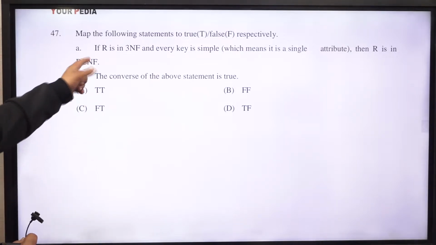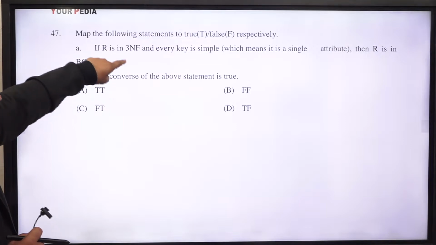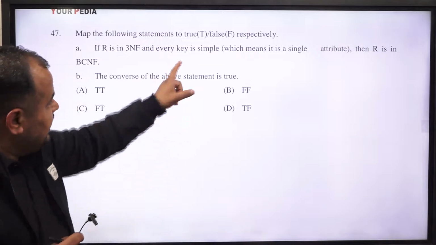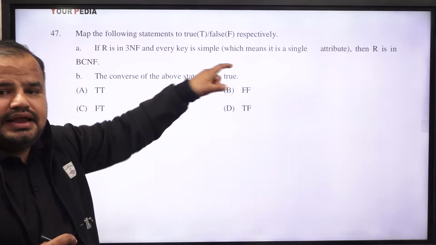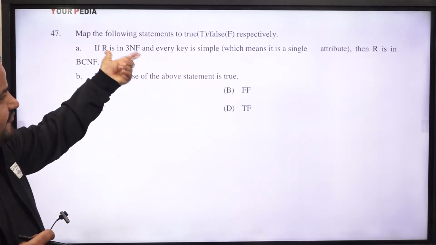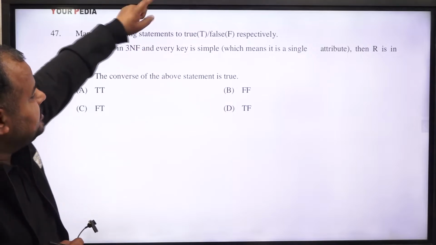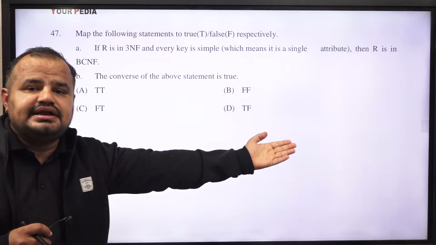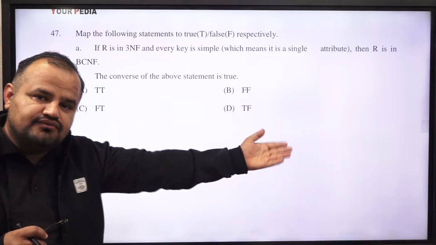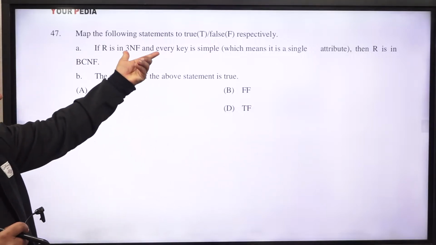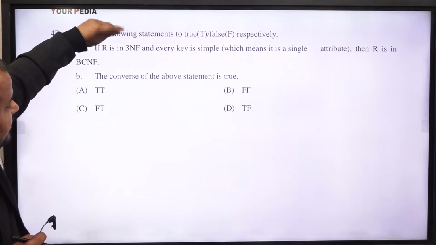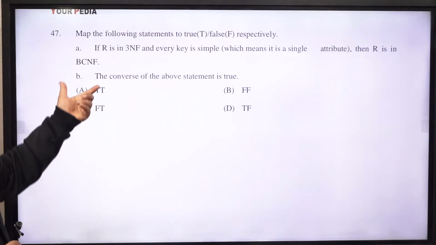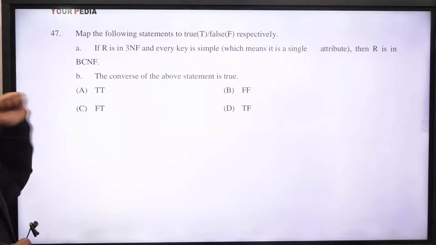Why, my dear students? It is saying that if R is in 3NF, it means a relation already in 3NF and every key is simple. It is 3NF because every key is simple. There is no need to check whether the right hand side is prime or not. So it gives me the mandate that the relation is in 3NF as well as every key is simple. It means the relation will always be in BCNF.